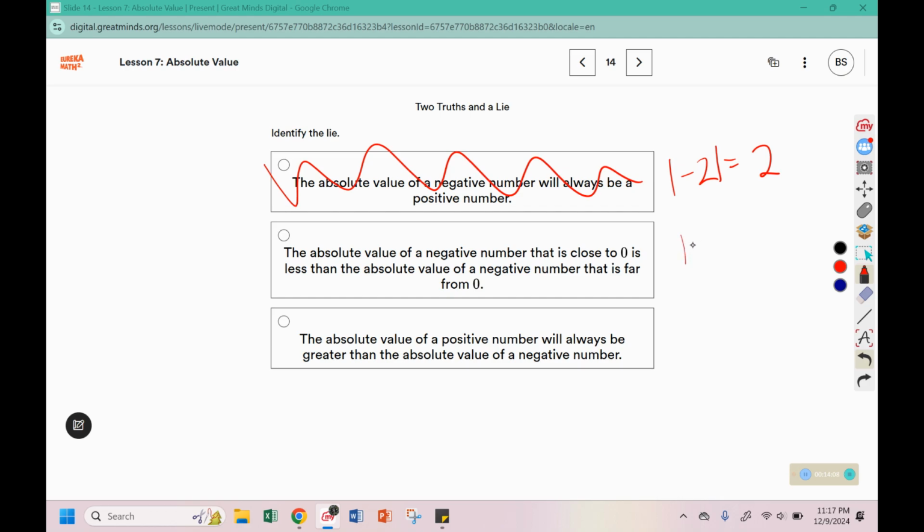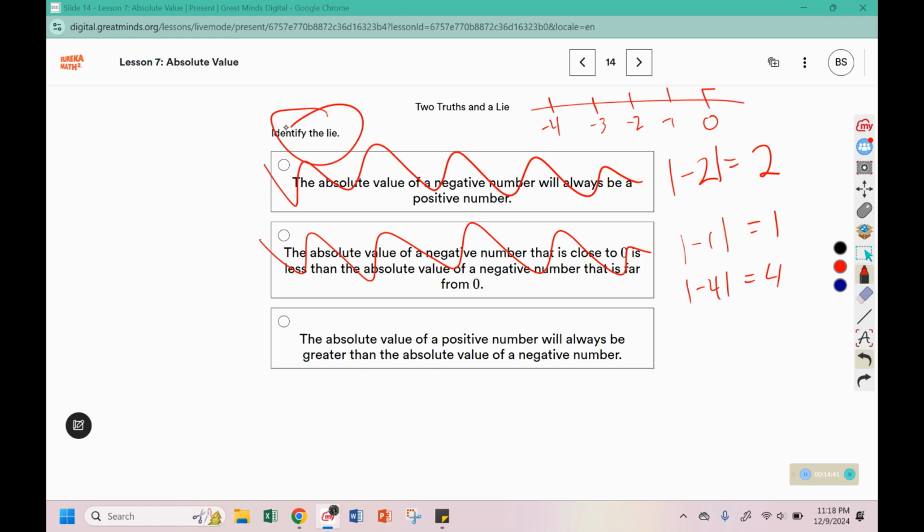Well, a negative number that's close to 0 is like -1. We had our number line, -1, -2, -3, -4. One that's close to 0, that would be -1. And one that's far from 0, we could use -4. It says the absolute value of one that's close to 0 is less than the absolute value of one that is far from 0. Well, 1 is less than 4, so that's true. Remember, we're looking for the lie.